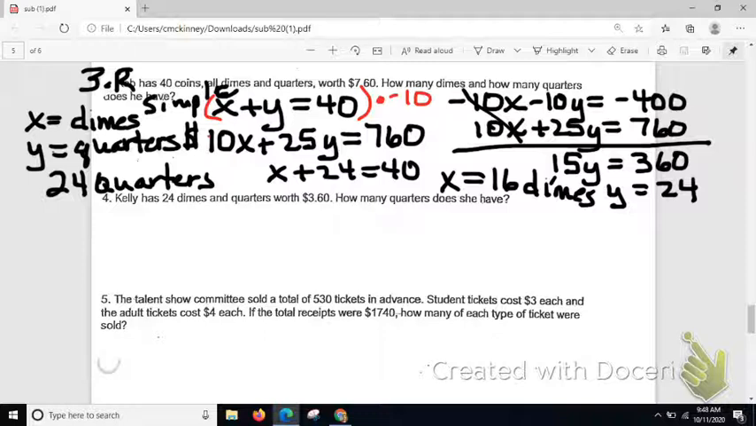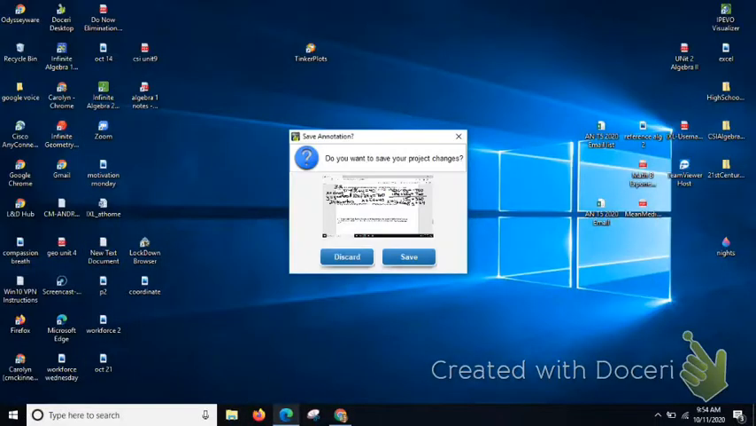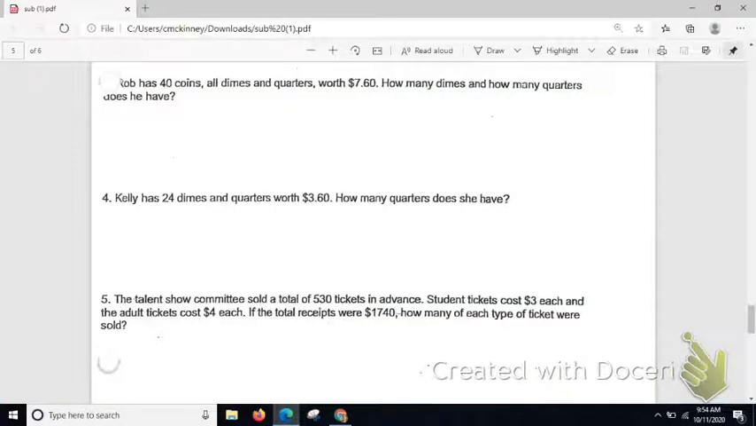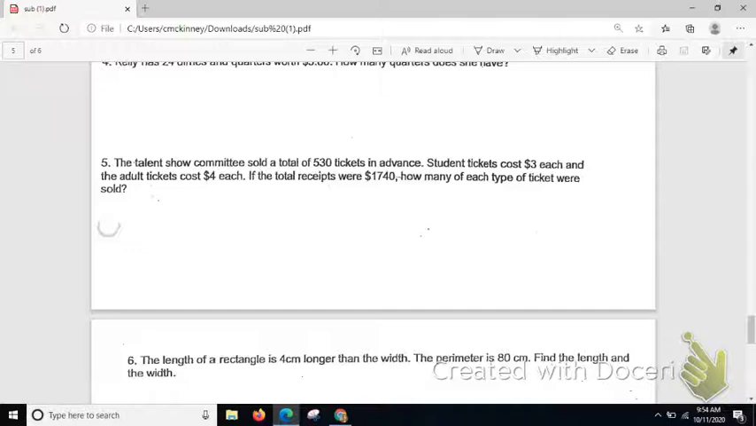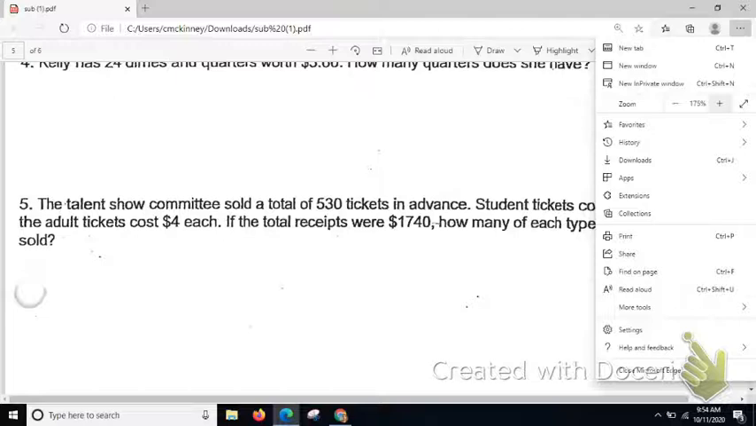Now we're going to move down to number 5. And as much as it seems like number 5 is very different, it's not talking about coins, it still will have a simple equation and a money equation.